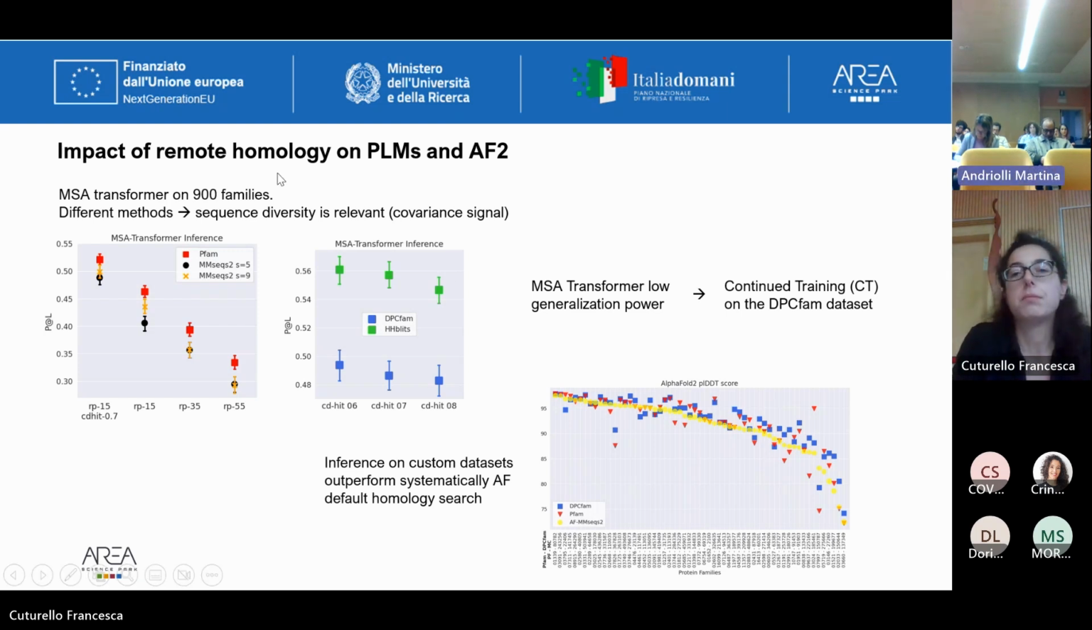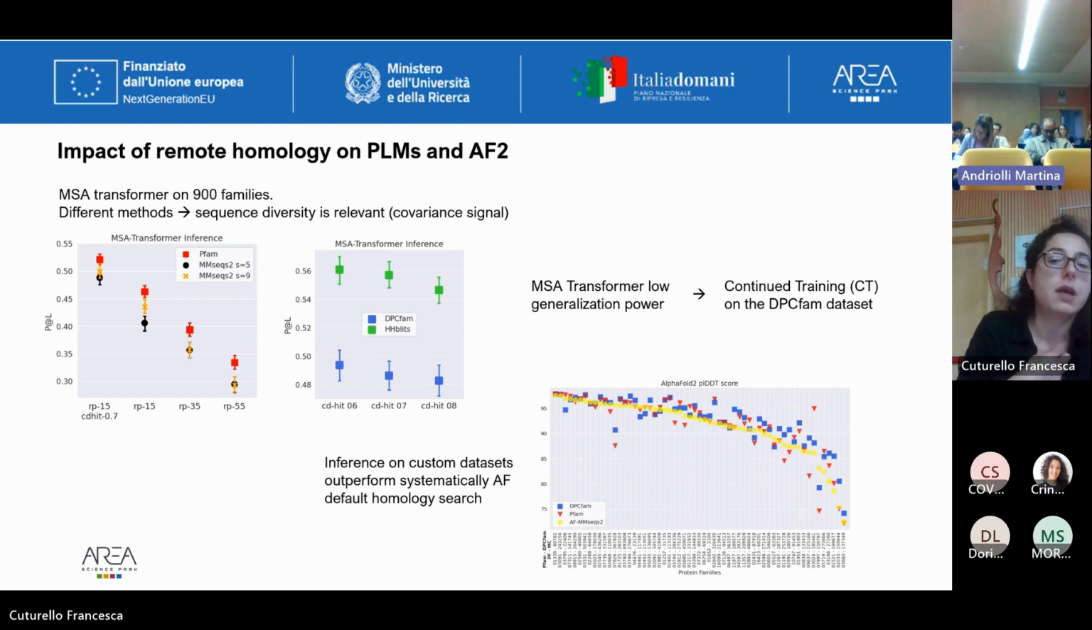Then we did some cool things, like continuing the MSA Transformer training on the DPCFAM dataset, because we saw from some experiments that the MSA Transformer was not quite able to generalize across the different homology detection methods and the different multiple sequence alignment construction strategies. And actually, the continued training was beneficial for the accuracy of contact prediction.